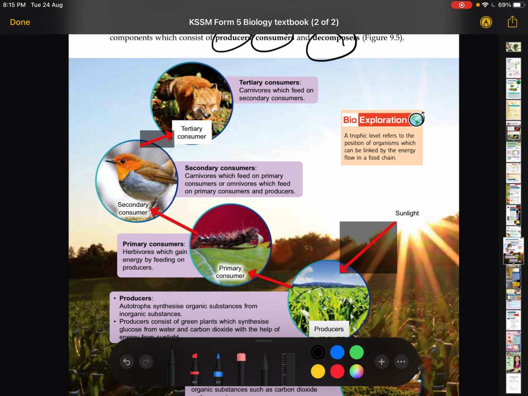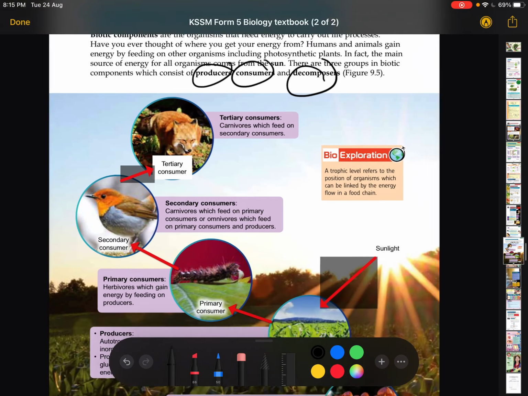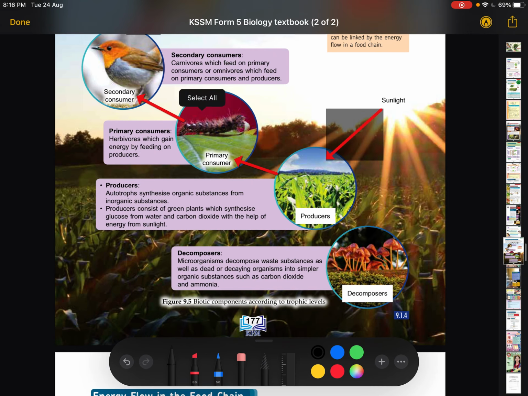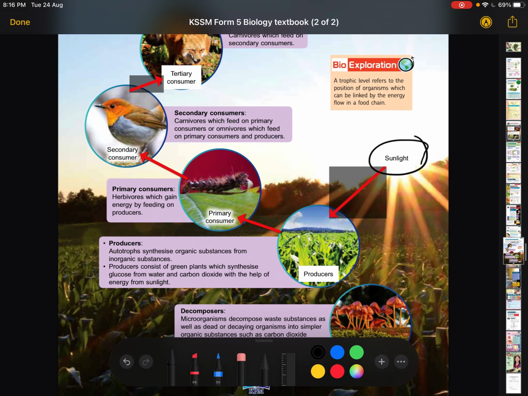But green plants are multicellular and they undergo photosynthesis. So that's why all of these components usually start with plants as the producer. So basically, when they ask you where does the energy come from, you don't say it comes from the plant. You say it comes from the sun. You say it comes from sunlight or light energy. And remember that. Do not say it comes from the plant. It comes from the sun.